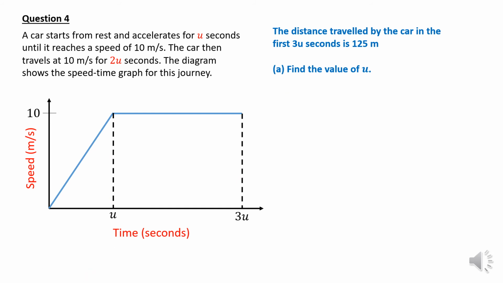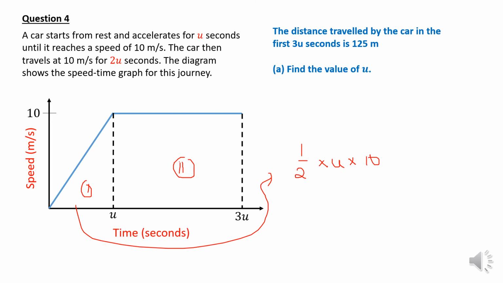Now, if you're interested, you can find the area of the triangle, then the area of this rectangle, and then you add them and let it equal that in terms of u. So basically, the first one, the triangle, is going to be half times the base. Your base is u times the height, and the height is 10. Half of 10 is 5, so that gives you 5u.